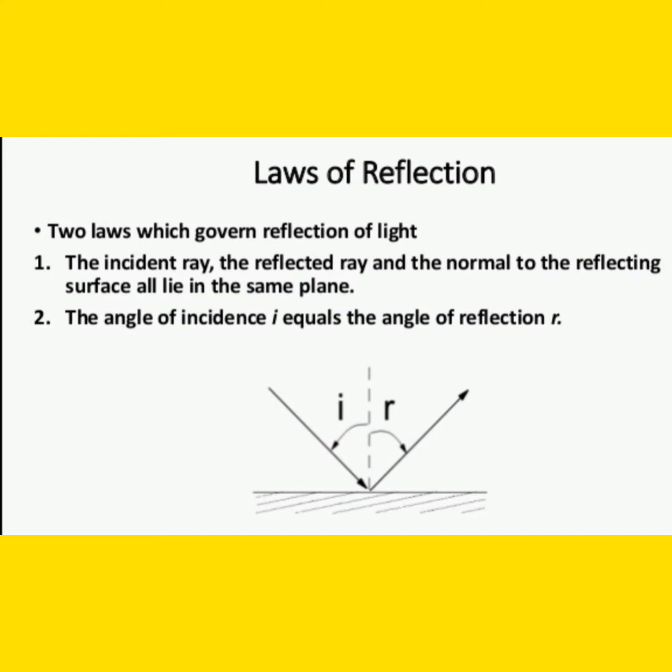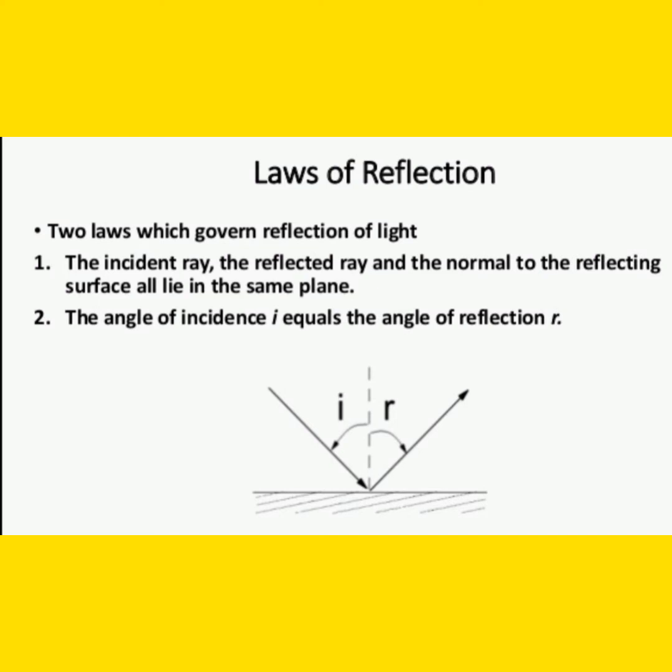There are the laws of reflection as follows: the normal ray, the incident ray and the reflected ray, all the three lie in the same plane. This is the first law of reflection. It states that the normal ray, the incident ray and the reflected ray all the three lie on the same plane.